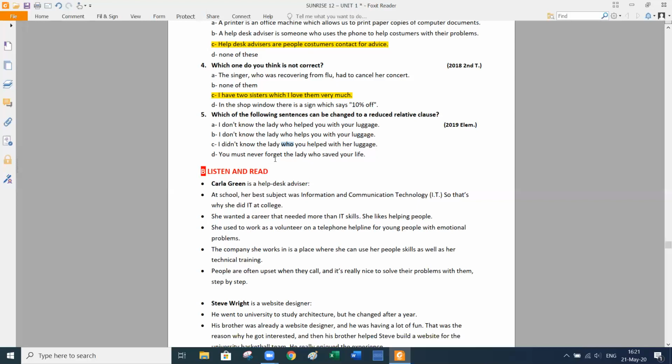You must never forget the lady who saved your life. Who saved your life? Save is the verb. Who comes immediately before the verb. So who is subject, not object. So this is not correct answer. So our correct answer must be C again.